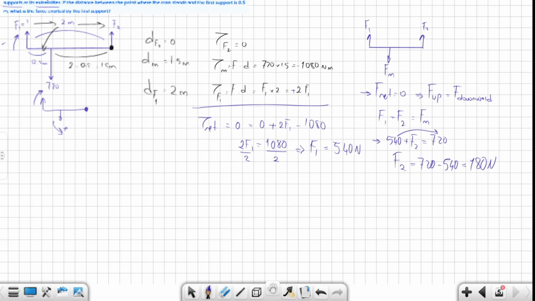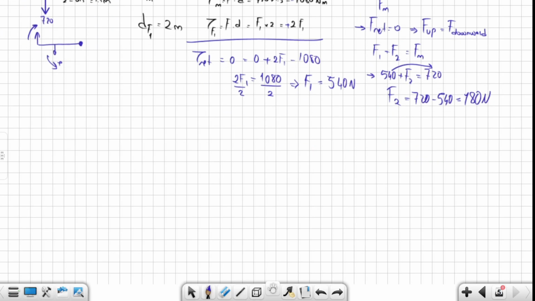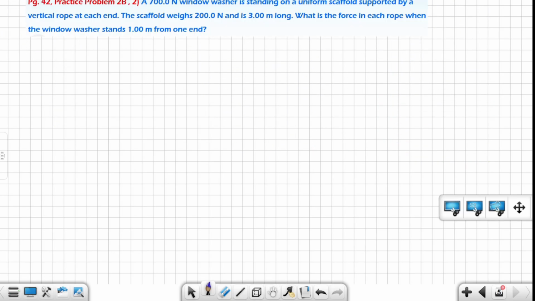No matter how complicated the question is, you will still get the answer perfectly. Let us have another example. In page 42 of the book, Practice 2B, question 2 is talking about a 700 Newton window washer that's standing on a uniform scaffold supported by vertical ropes. See, support means it is upward, 700 Newton washer, which is the weight of the man, which is downward.